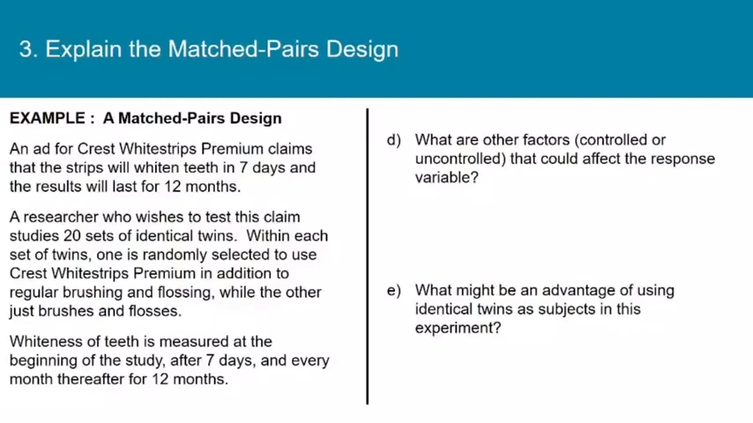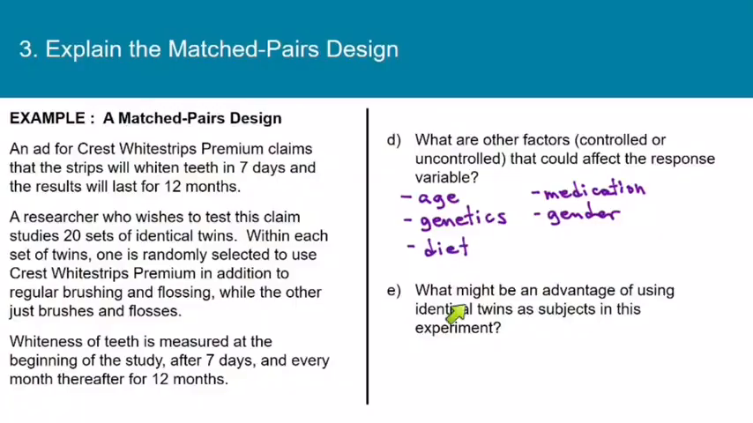Well, I can think of a few things that could affect the whiteness of your teeth. For one thing, age. Also, genetics and diet. You know, if you drink a lot of coffee or tea, your teeth are not going to stay as white as they would. Certainly, your genes have something to do with how white your teeth are. You know, there are medications that can affect the whiteness of teeth. Also, gender. Okay, now what might be an advantage of using identical twins as subjects in this experiment?